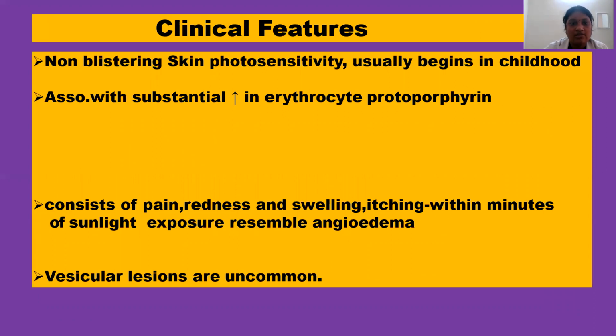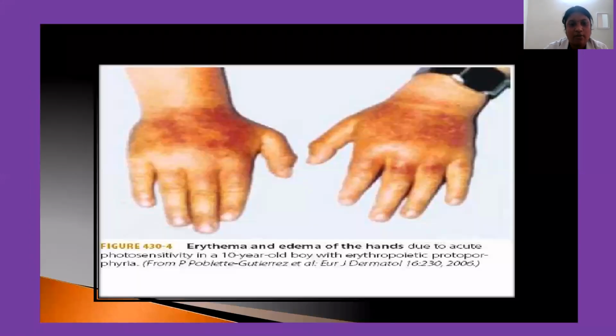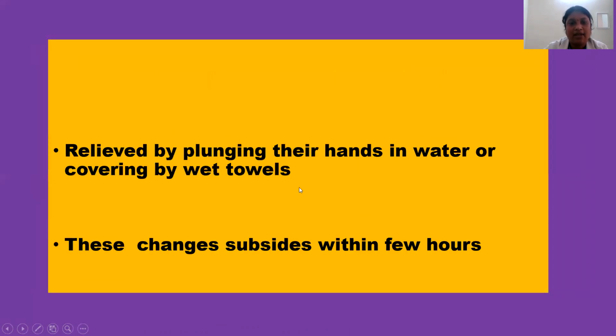Clinical features are non-blistering skin photosensitivity associated with a substantial increase in erythrocyte protoporphyrin. It consists of pain, redness, swelling, and itching within minutes of exposure to sun. Vesicular lesions are uncommon. So you can see erythema and edema of the hands in erythropoietic protoporphyria. It is relieved by plunging the hands in water or covering them with wet towels.